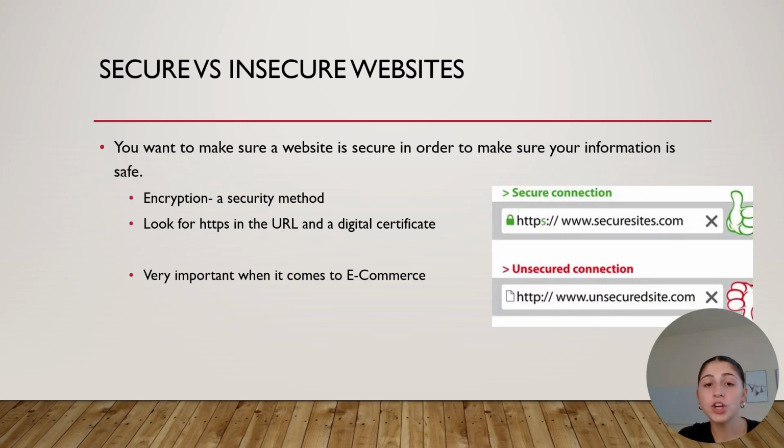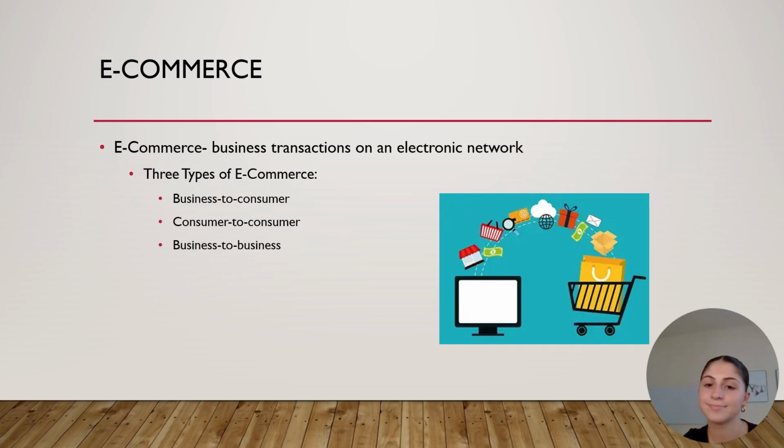This brings us to secure versus insecure websites. You want to make sure that a website is secure in order to make sure your information is safe. To do this, use encryption. Look for the HTTPS in the URL. You look for a digital certificate. It's very important, especially when it comes to e-commerce. On to e-commerce. E-commerce is business transactions on an electronic network. There are 3 different types: business to consumer, consumer to consumer, and business to business.